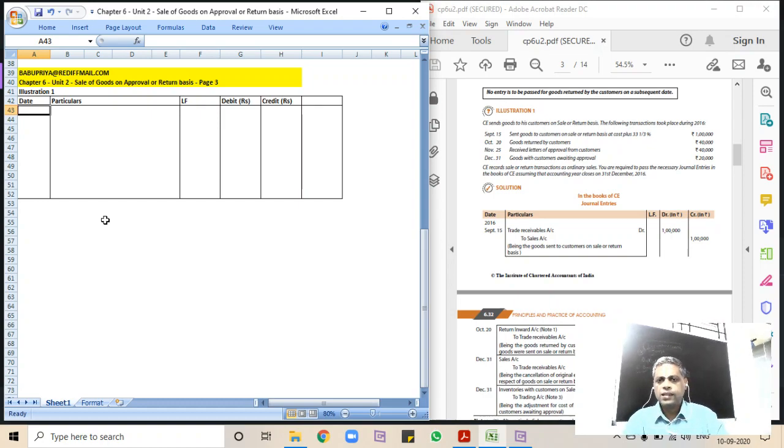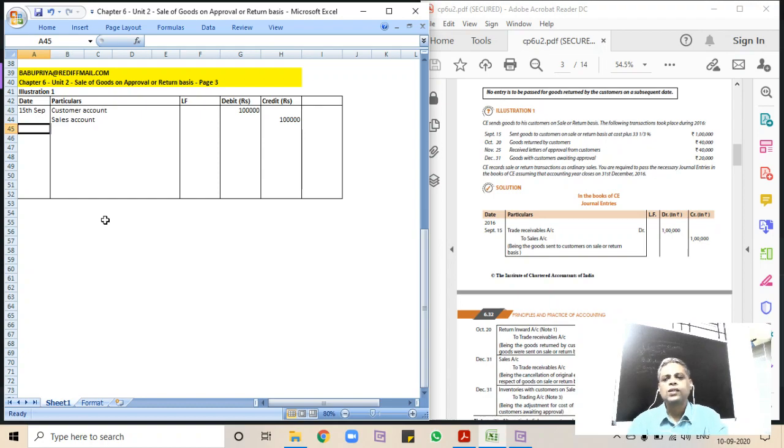Illustration 1. G sends goods to his customers on sale or return basis. The following transactions took place during 2016. September 15: sent goods to customer on sale or return basis at cost plus 33 1/3 percentage, 1 lakh. So the normal entry is customer account debit 1 lakh, and to sales account credit 1 lakh.